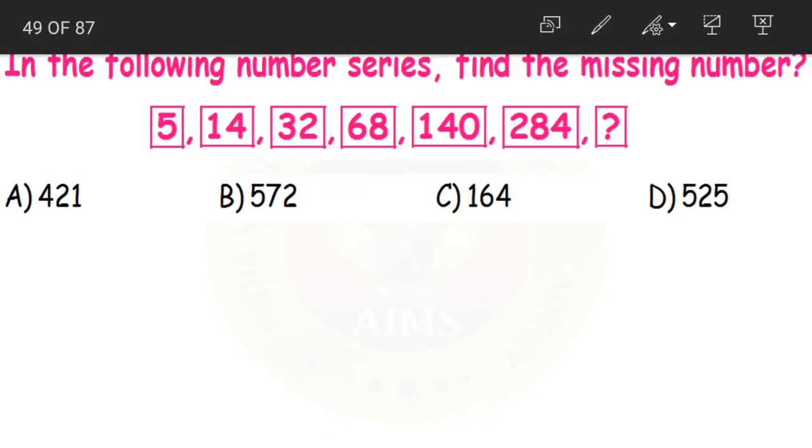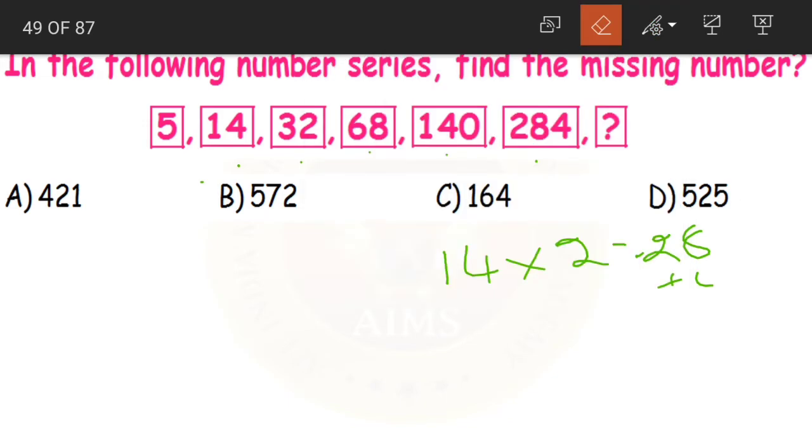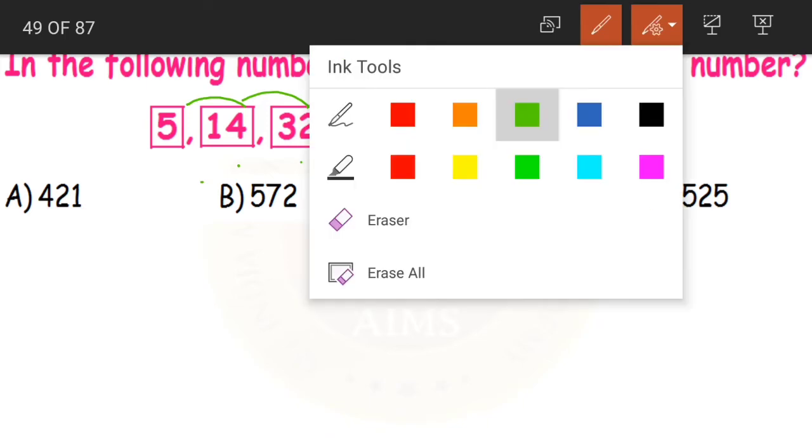Next question. In the following number series, find the missing number. 5, 14, 32, 68, 140 and 220. Wait a second, children. Let me check whether... Yes, yes. So what I am thinking is the correct one here. Now if you look at the numbers, they are increasing drastically. Increasing by a large number.